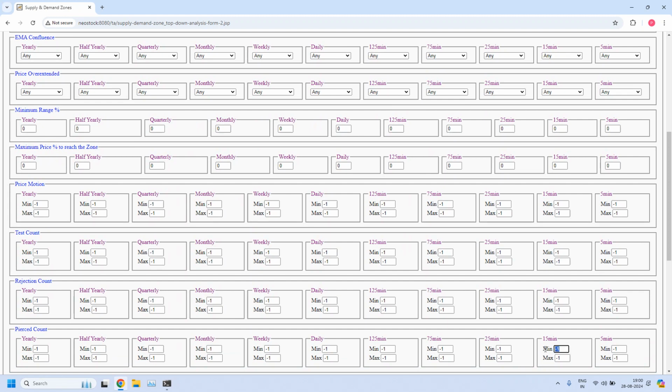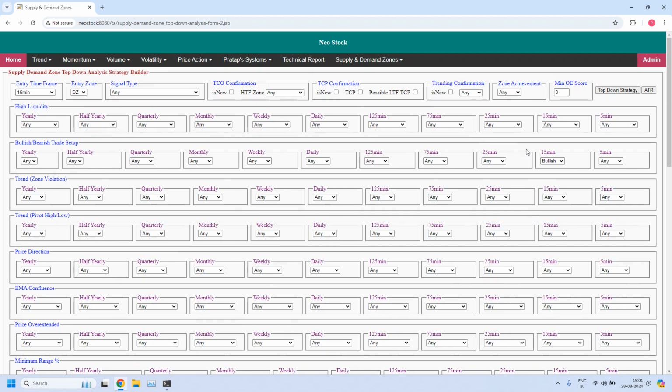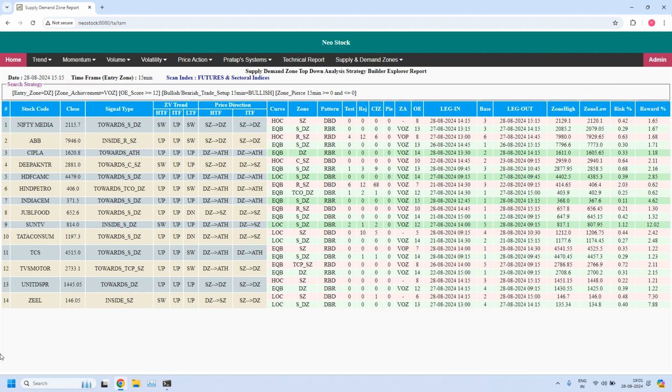So in the 15 minutes time frame, minimum value I am entering 0, maximum value 0. Zone achievement is violated opposing zone, minimum odd enhancer score is 12. All the three filters are applied to 15 minutes demand zone. And now we filtered 14 stocks. All these 14 stocks are supporting bullish trade setup for daily income trade.